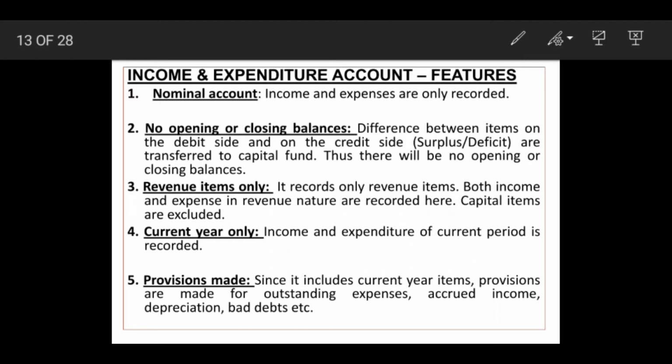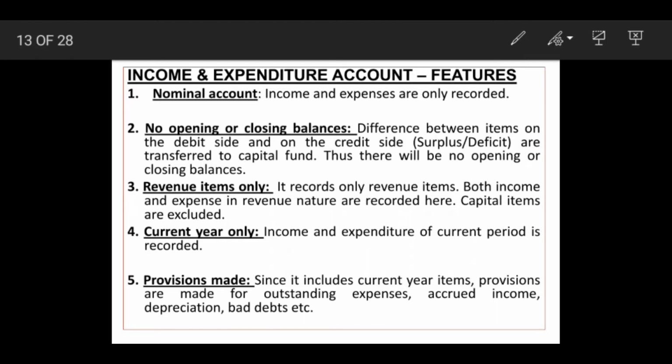Revenue items only. It records only revenue items. Both income and expense of revenue nature are recorded here. Capital items are excluded. Current year only. Income and expenditure of the current period is recorded.